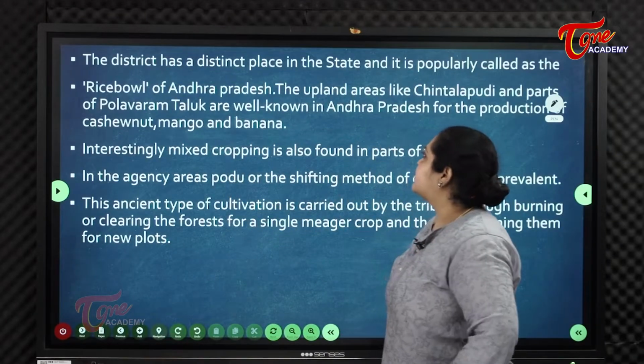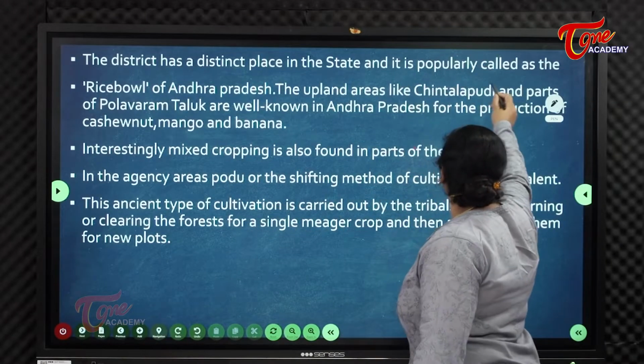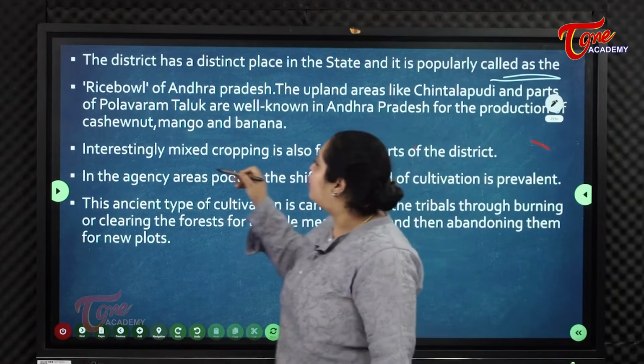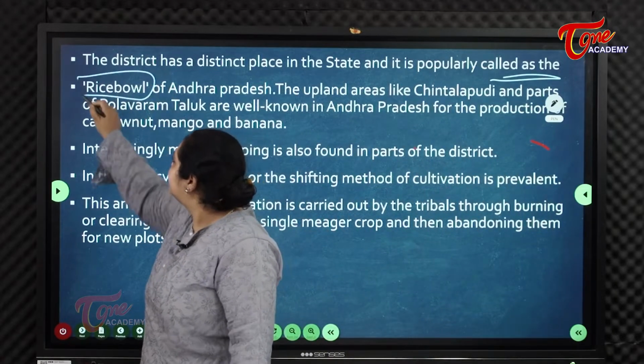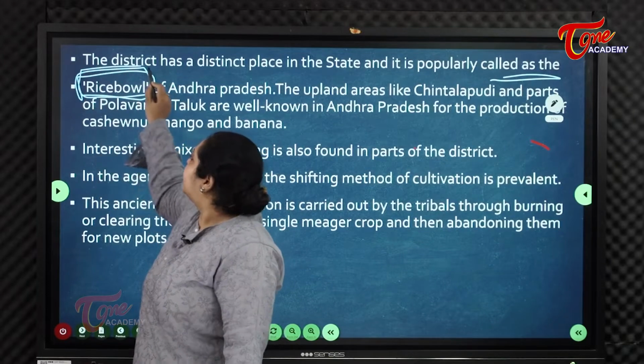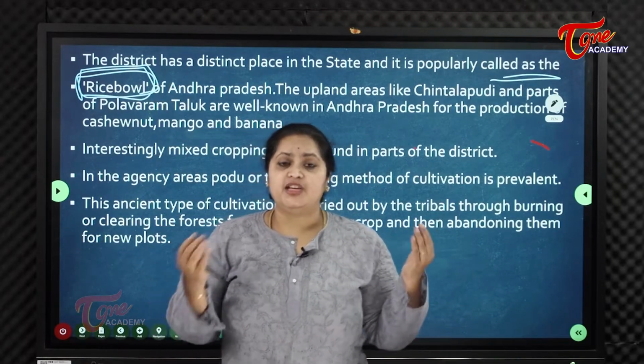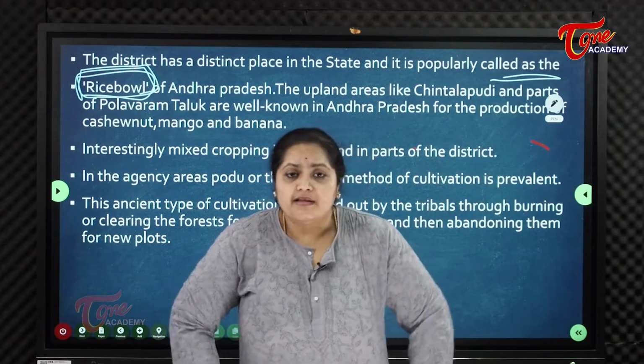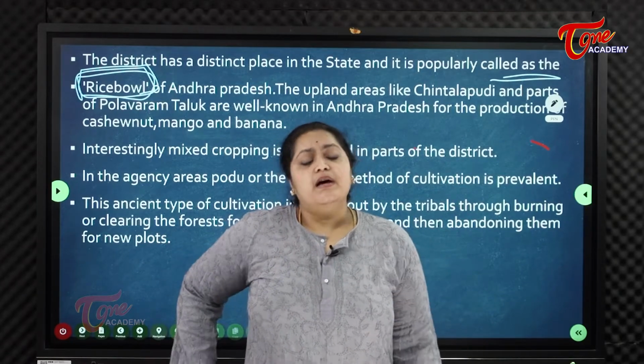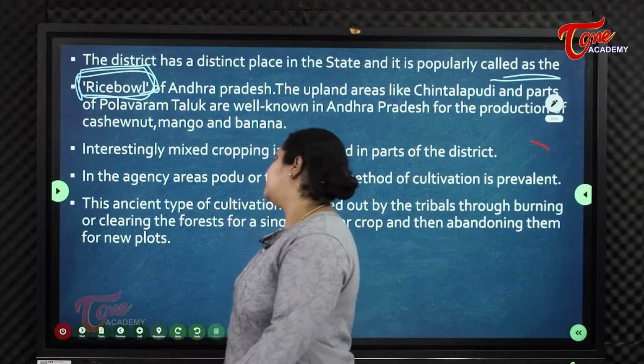The district has a distinct place in the state and it is popularly called the rice bowl of Andhra Pradesh. So West Godavari is called the rice bowl of Andhra Pradesh. Ante Annapurna. Andhra Rashtam yokka Annapurna edante mana West Godavari jilla.